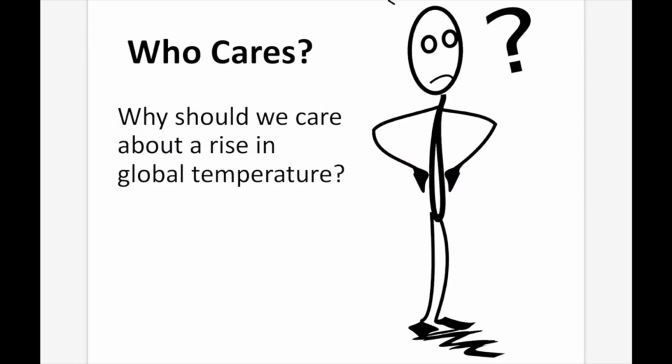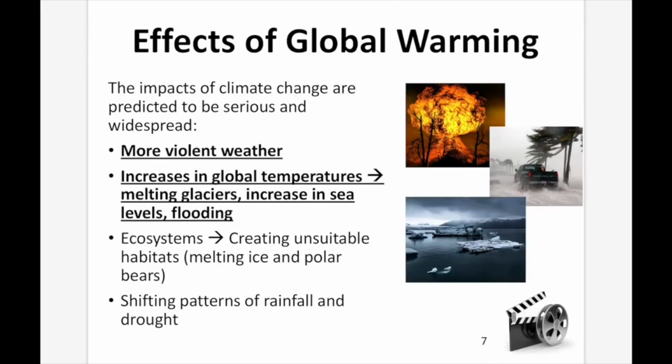Why should we care about a rise in global temperature? Well, the impacts of climate change are predicted to be serious and widespread, including things like more violent weather. Increases in global temperature will lead to melting glaciers, increases in sea levels, and flooding. Places like Miami will be underwater very quickly if the seas start to rise. Ecosystems will start to create unsuitable habitats. So think about polar bears and melting ice. If we remove the ice, then there's nowhere for the polar bears to be in the Arctic. So we're going to disrupt their ecosystem.